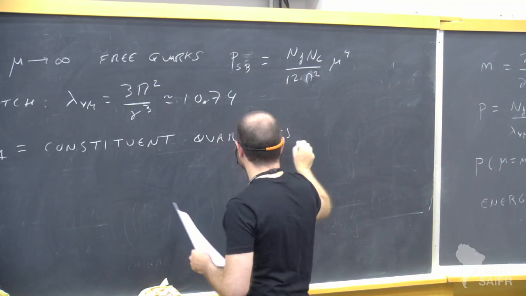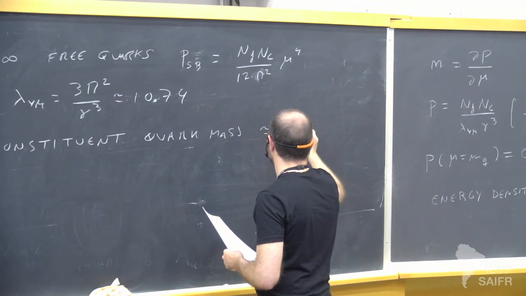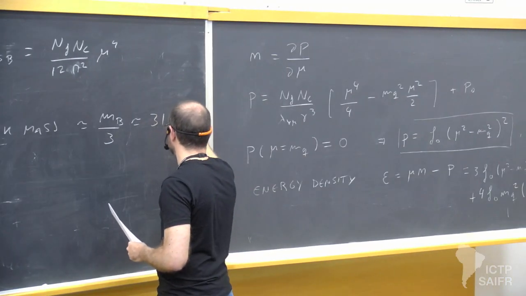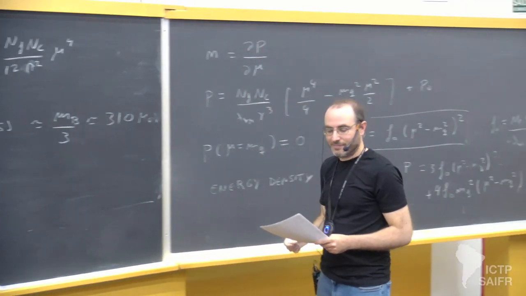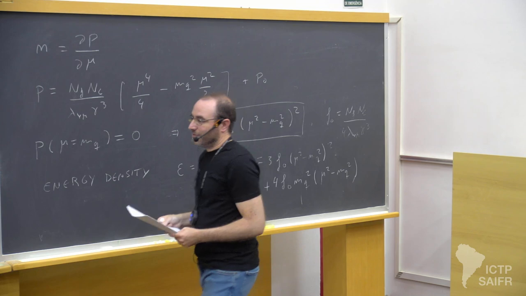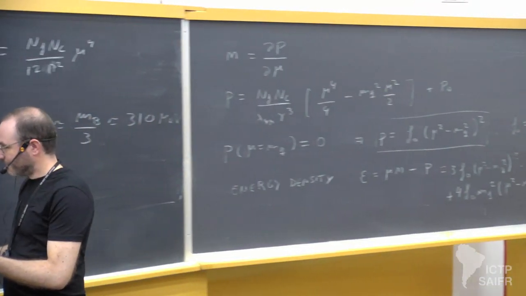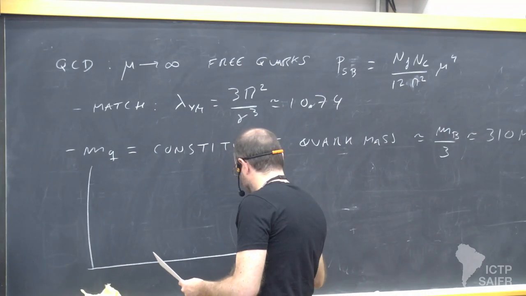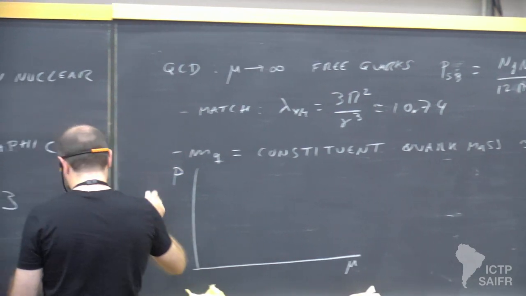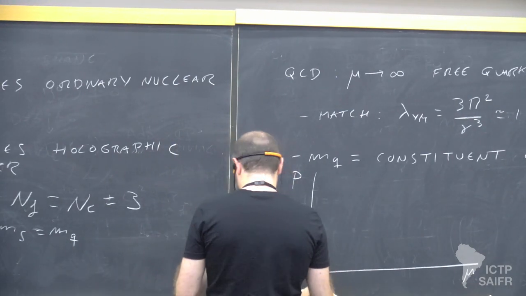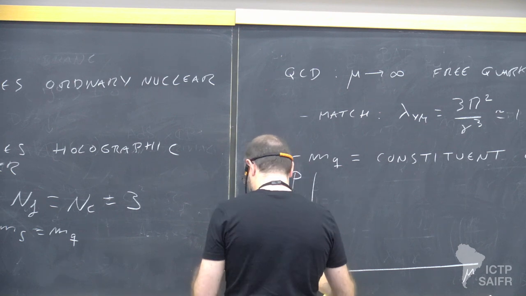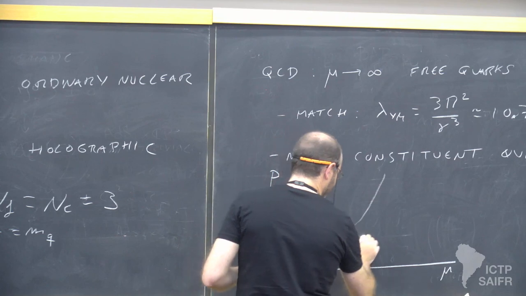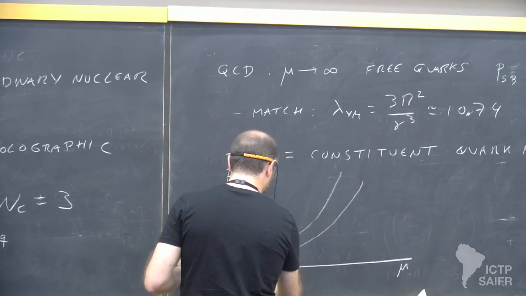And that's around the mass of the baryon divided by 3, which is 300 and something MeV. Okay, so this completely fixes everything. And now if you have a plot of the equation of state, let's make the pressure versus the chemical potential first. Then there are some equations of state from the nuclear matter models that look like this.